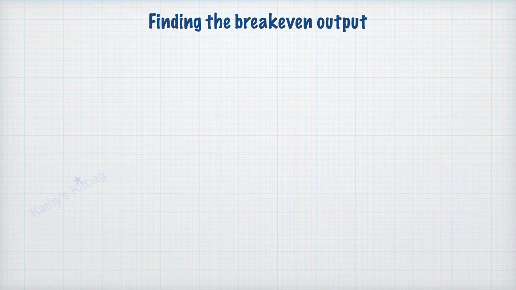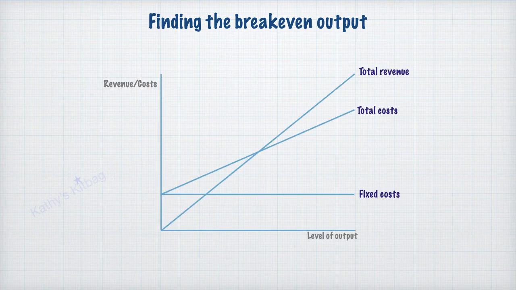So moving on from here, we then use this chart to find out what the break-even output is. You already know that break-even output is where the firm is not making a profit and it's not making a loss. It's where total revenue equals total costs. So you can see where those two lines intersect, and then you can take a line vertically down to the horizontal axis and read off, if I had numbers on my chart, that the break-even output is 50 units, or whatever.